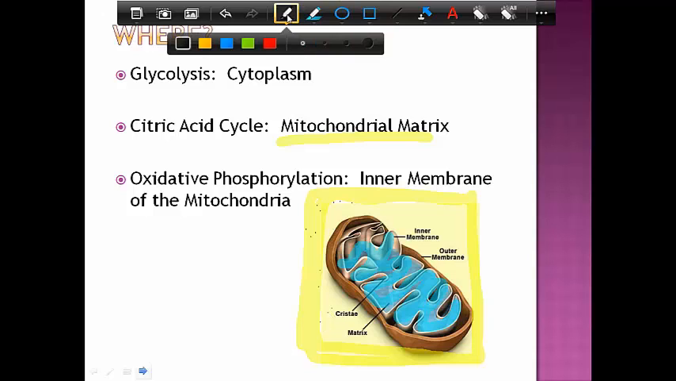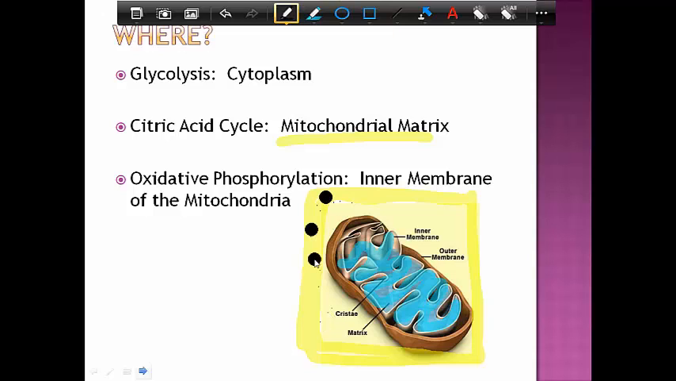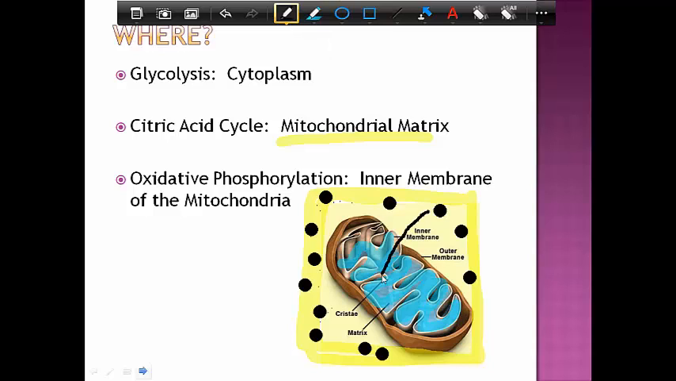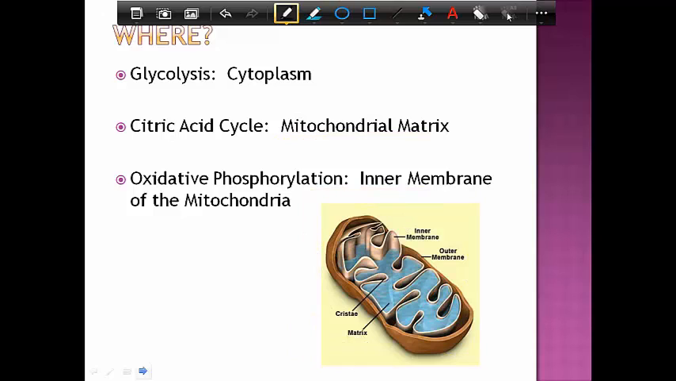Let me make these dots a little bigger. It's going to be out here in the cytoplasm, because that's where glycolysis takes place. So that pyruvate starts out there, and then it moves into the mitochondria through the outer membrane, through the inner membrane, and into the matrix, where that pyruvate starts a process that's going to be called the citric acid cycle. Okay, no more review. We're going to talk about what the citric acid cycle actually does.